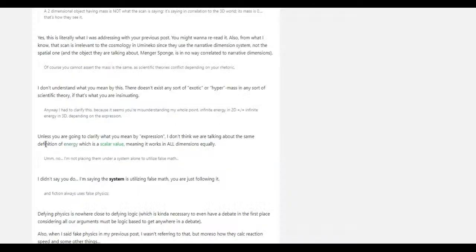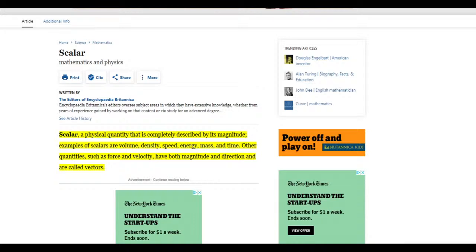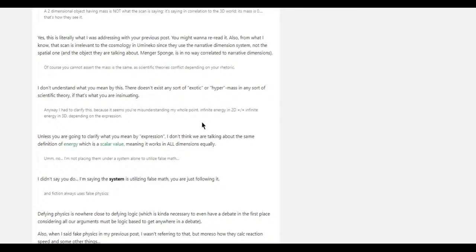Let's see here. Unless you're going to clarify what you mean by expression, I don't think we're all talking about the same definition of energy, which is the scalar value, meaning it works in all dimensions equally. Okay. Oh yeah, volume, speed, density, energy, mass, time. Other quantities such as force have magnitude and direction, and all are called vectors. Yeah, but that doesn't really say much, because depending on how the dimension is expressed in the fiction, that's not what they're talking about. And it's very clear, unless the Versus Battle Wiki is following that expression, then you literally kind of shot yourself in the foot.